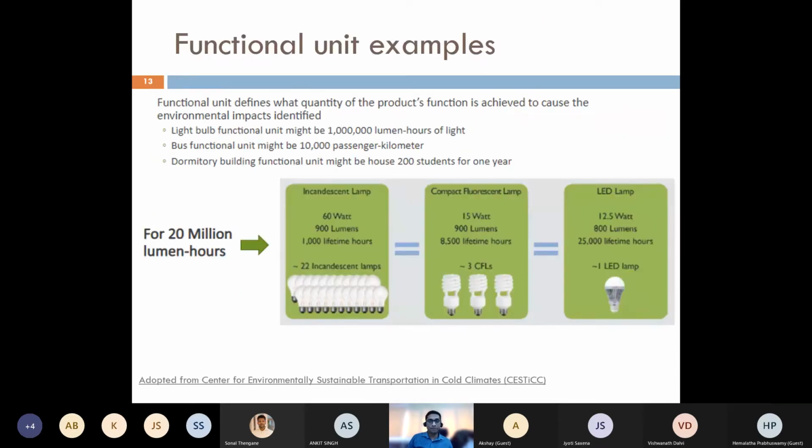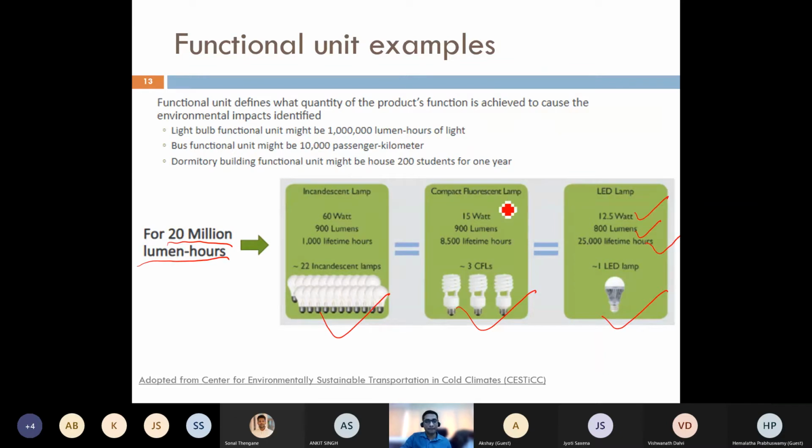So take for example, we are trying to compare three different types of lamps. It is an LED lamp, CFL, and incandescent lamp. So we decided to take a function unit which is 20 million lumen hours. Now these 20 million lumen hours could be achieved by different lamps in different proportions. Take in the case of LED lamp, maybe one LED lamp is good enough. Its voltage is very small, its energy input is low, and its life is very large.